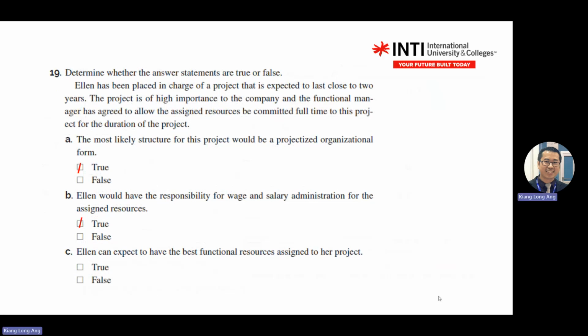You read carefully. The functional manager has agreed. You agree what? Hey, why false? Have agreed to allow resources committed to this project. This one, see, I reserve the true or false answer. It can be true, it can be false. But this is the textbook answer. Okay. You can argue why it's true, why it's false.